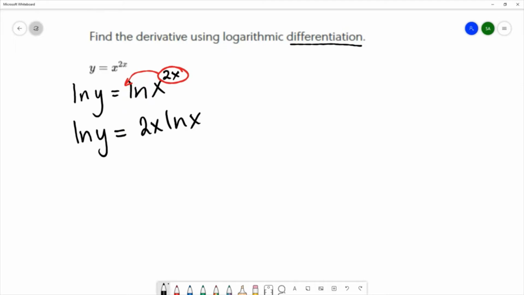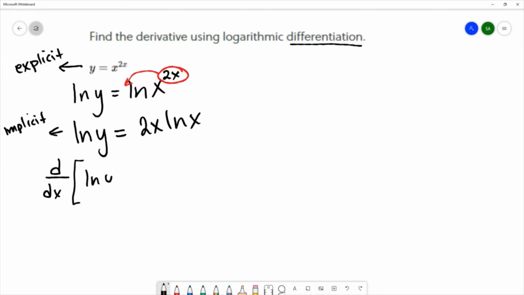We started off being in explicit form. This is explicit form, and because we took the log of both sides, it now is in implicit form. And so when we calculate the derivative on this equation, we have to calculate it using implicit differentiation. So I'm going to calculate the derivative with respect to x on the left and the derivative with respect to x on the right.